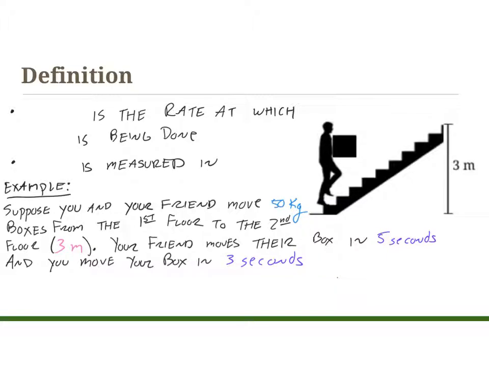So the first thing that we should probably define is what power actually is. Power is the rate at which work is being done. Power is measured in the unit we call watts.